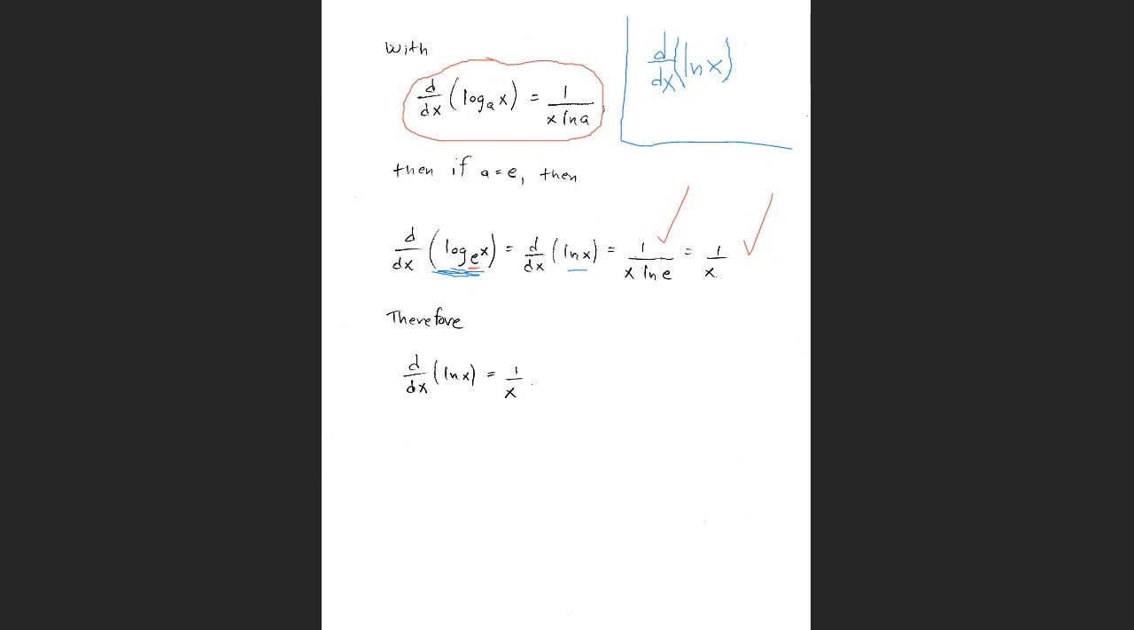Okay, so now, therefore, the derivative of the natural log of x equals 1 over x. Are there any questions? Any questions at all? Okay. Well, then let's move forward and look at a few examples here.